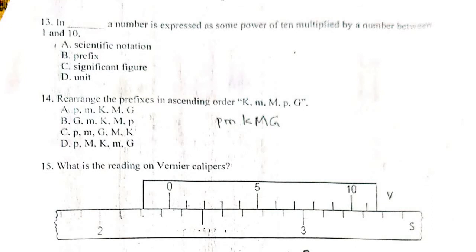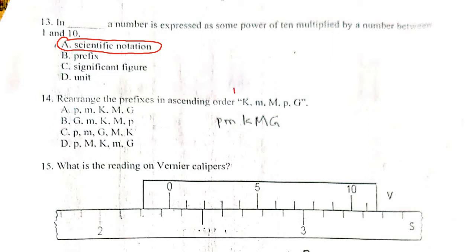In this, a number is expressed as some power of 10 multiplied by a number between 1 and 10. So we know that this is the definition of scientific notation. Rearrange the prefixes in ascending order.